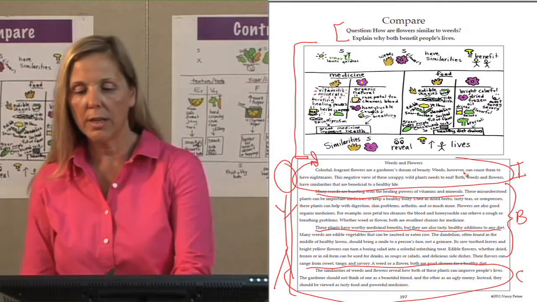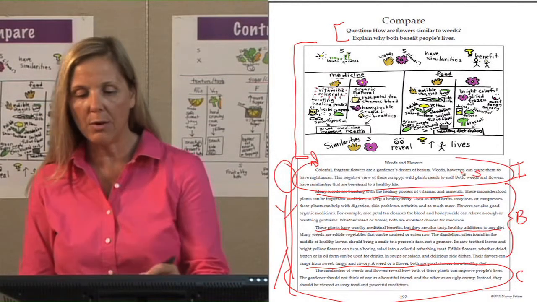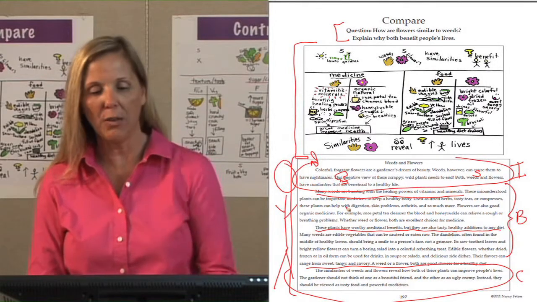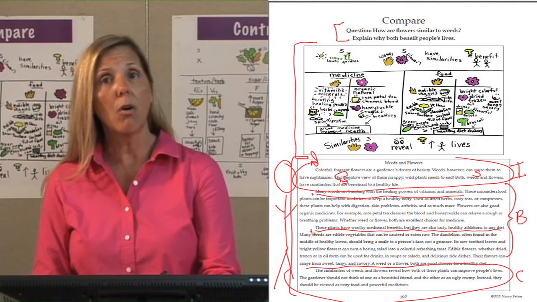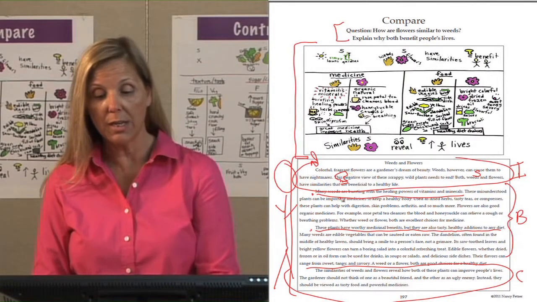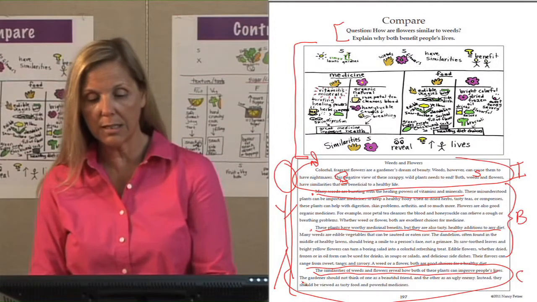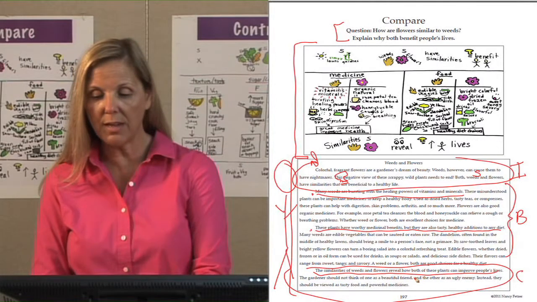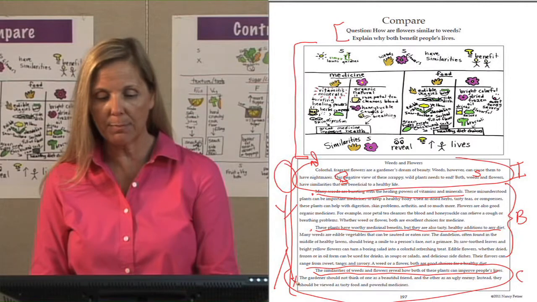We had our hook, and then we had our thesis statement about weeds and flowers and how their similarities are beneficial to a healthy life. Next is the body, where we have medicines and food, the attributes that both have that benefit people's lives. Down at our conclusion, we end with our conclusion sentence. These similarities of weeds and flowers reveal how both of these plants can improve people's lives. And then we have our snappy ending.